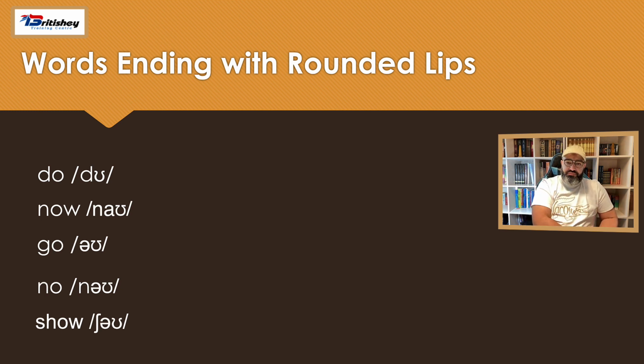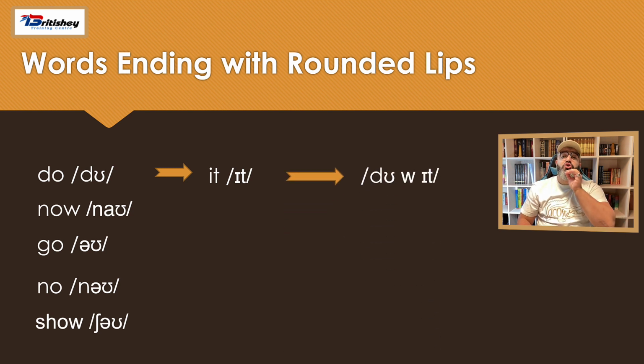Go. No. And the last one, show. Right. Now, let's go to do and imagine that we want to add it. So we don't want to say "do it." This is unnatural. But we will say "do-w-it." So I added a w sound.